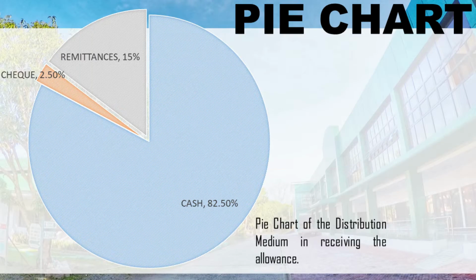Pie chart of the distribution medium in receiving the allowance. Cash has the highest percentage, which is 82.50%, followed by remittances, 15%, and check with 2.50%.